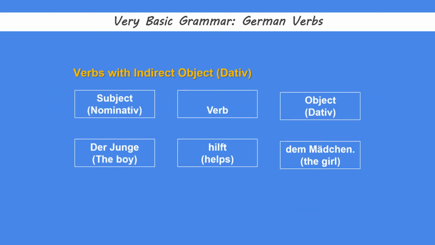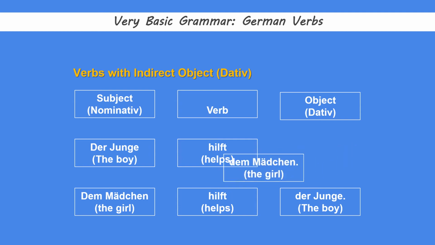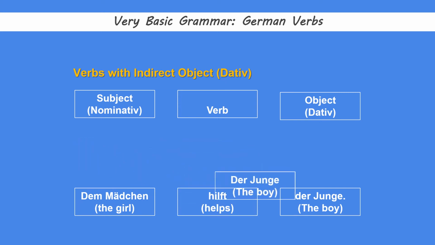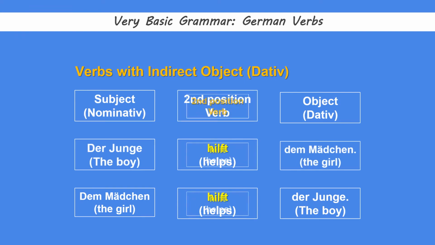Another example. We can say, Der Junge hilft dem Mädchen. We can also say, Dem Mädchen hilft der Junge. We can change the position of the subject and the indirect object without changing the meaning of the sentence. And the verb is always in the second position.